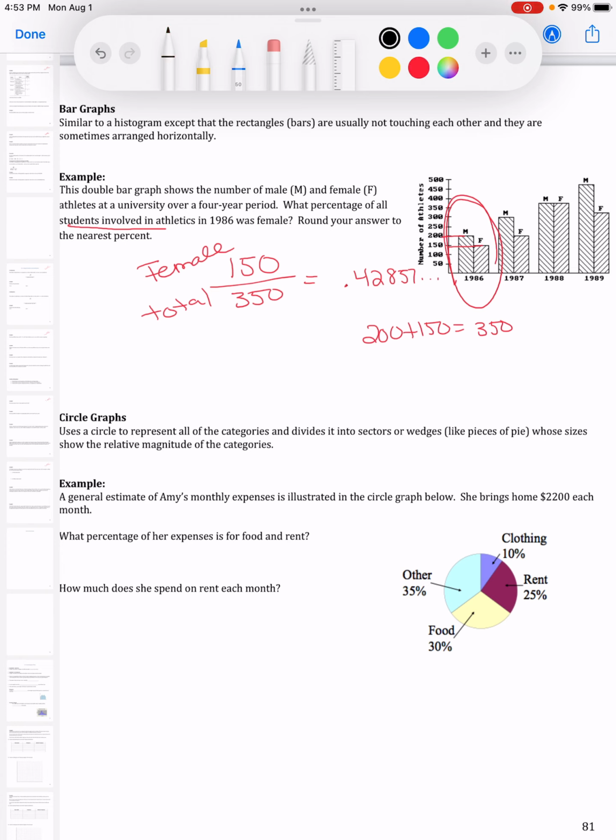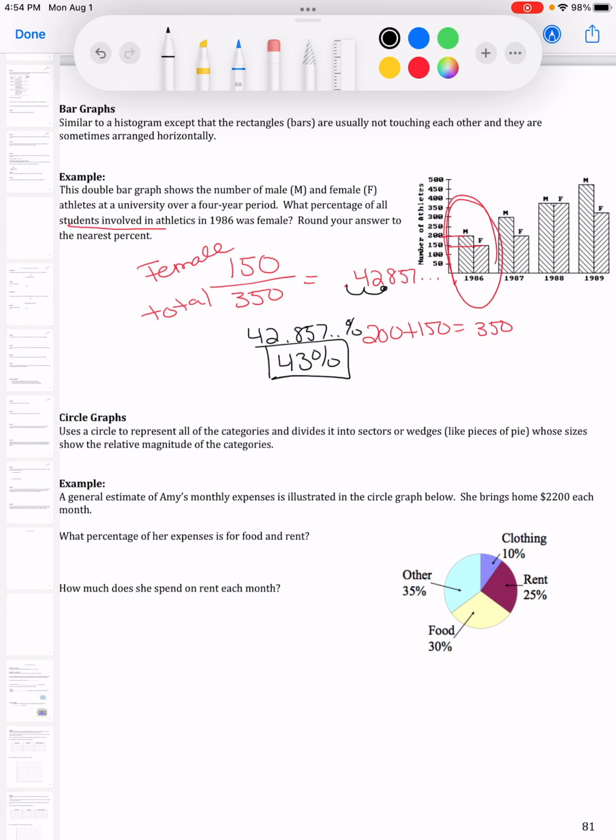So remember, we move the decimal place first and then we round. This one wouldn't really matter too much, but sometimes when we have to round to a tenth or 100th of a percent, it does matter. So move the decimal, then round. So that would give me 42.857%, which rounds to 43%. No real trick on most of these.